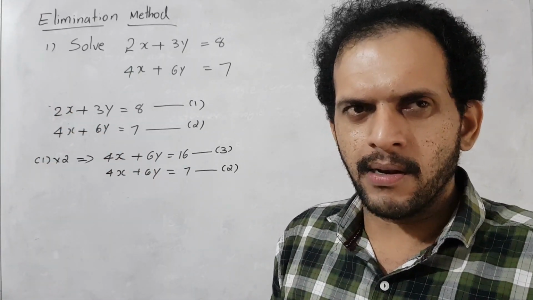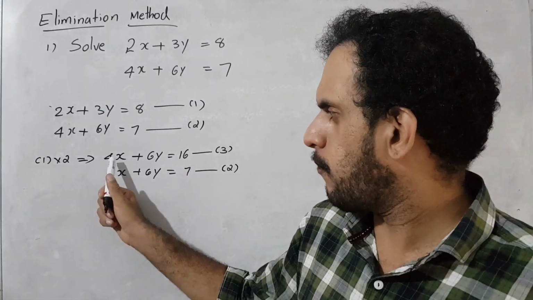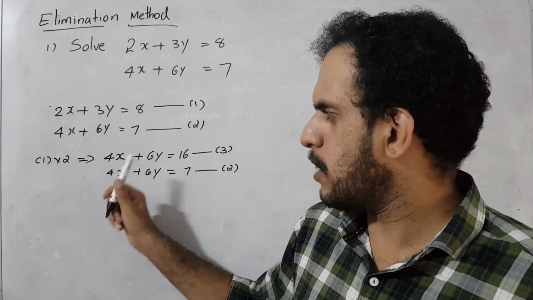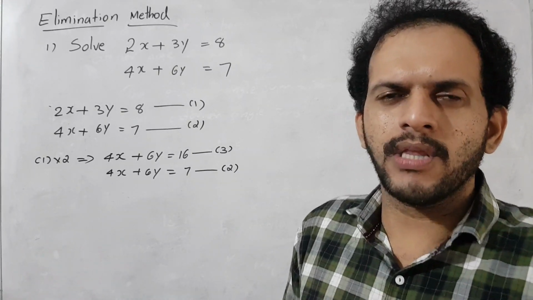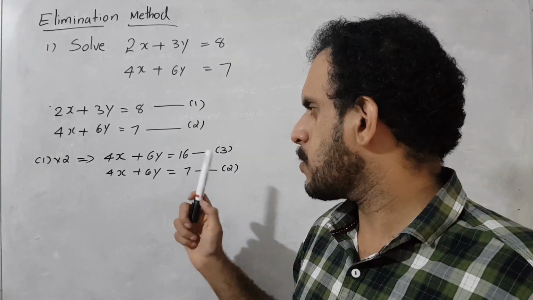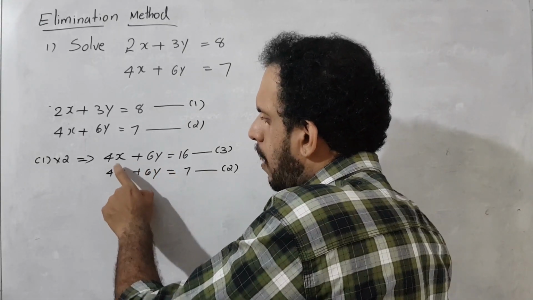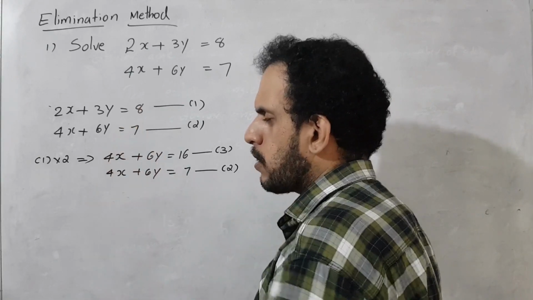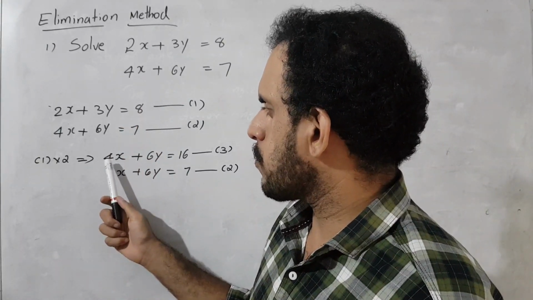Okay, then that we consider at the time of addition or subtraction. Here the coefficient of x is equal. So the next step, we know that we need to add or subtract these two equations. Now the coefficients of x are equal in these two equations, so we check the sign of the coefficients of x.